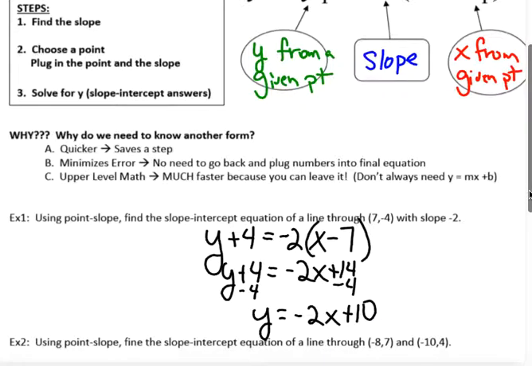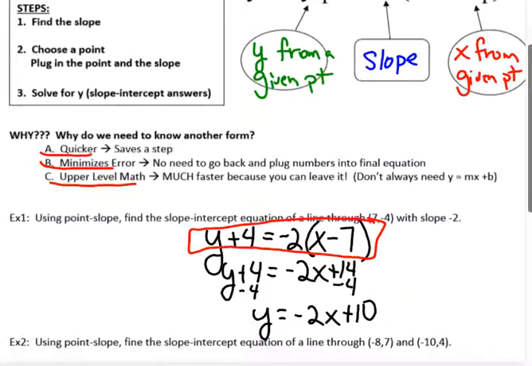So reasons why we might do this, okay, it could be quicker. So we saved some steps throughout that. Another one is we might minimize errors. We have no need to go back, plug in numbers to a final equation, so it can eliminate some of that back and forth. And the last reason really is that we do use it a lot in upper level math. It can be much faster because in some cases we can leave it in that form. We wouldn't have to put it in slope-intercept form.